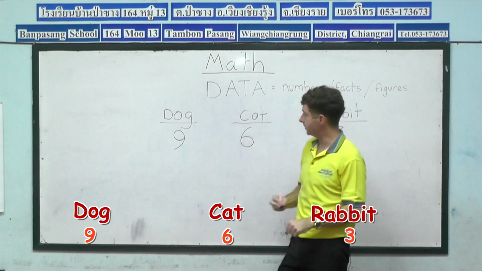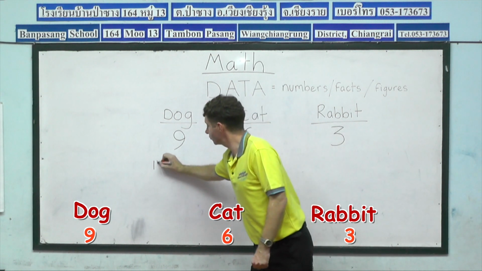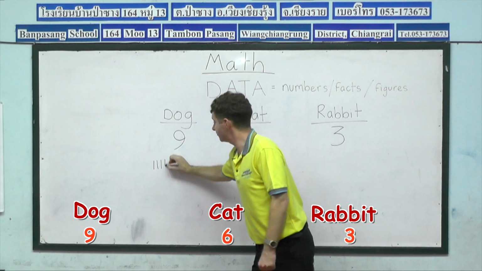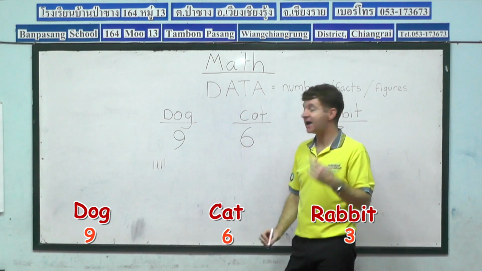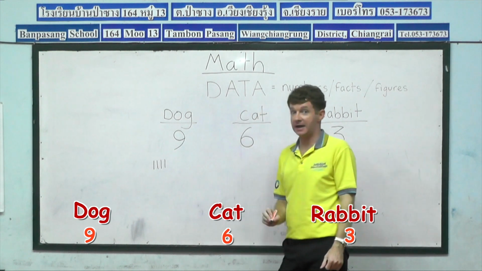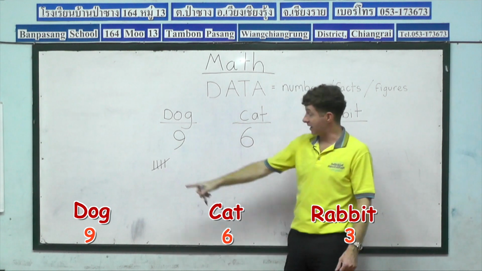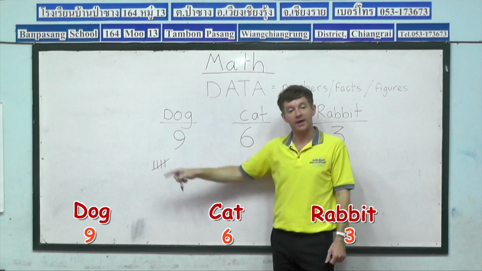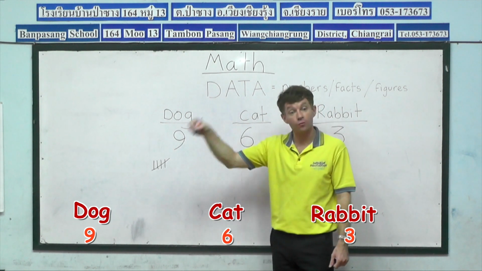9. Okay. 1, 2, 3, 4. Now the important part is when we have 5 marks, we don't do another straight line. 5 goes like this. So every time we see this, we know how many? 5. Okay. But have we reached 9 yet? No. So we need to do more tallies.